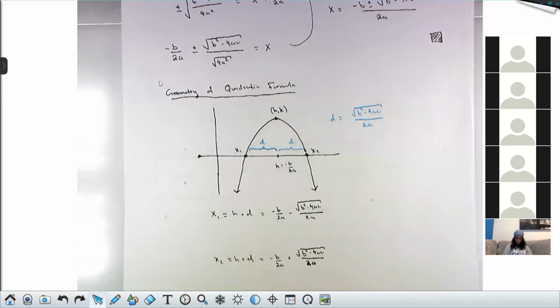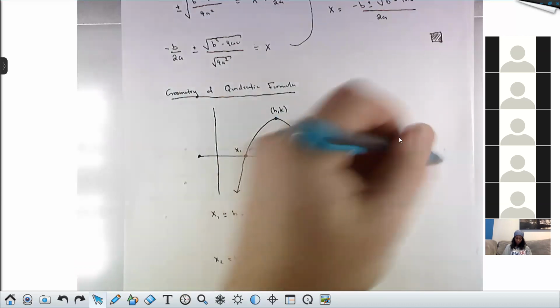It's the symmetry in the graph that allowed people to come up with the quadratic formula. It's thinking about it this way that led people there. They said, okay, can I always find this axis of symmetry? And eventually someone discovered, yeah, it's negative b over 2a. Well, from there, I just need to find this distance because it's the same distance left and right, either way. And then they discovered through completing the square that that distance is this guy.